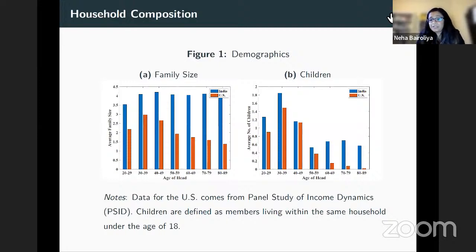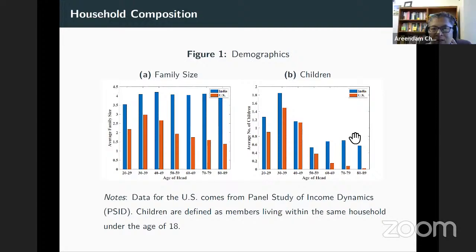The right panel is children. If you look at the distribution of children over the life cycle of households, we see initially there is a hump, which is similar for both US and Indian households. Children appear as the household head ages, and there is a presence of children. And then if you look at the US household, it goes down.